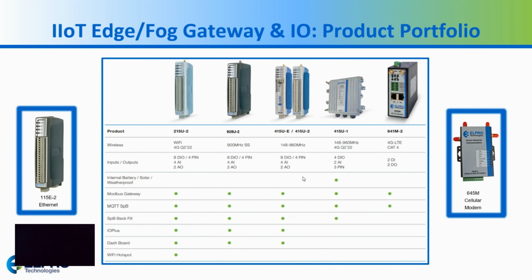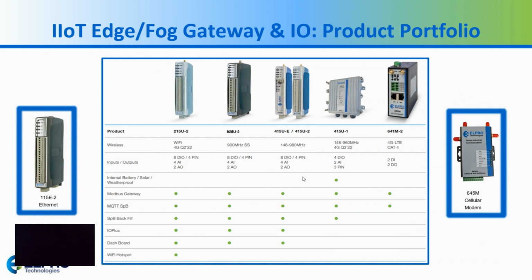So what we have to offer as products in this edge and fog area is multiple ones where you can use cellular with the 641M, which is an IoT gateway. The 645M is a cellular router or modem that just passes the data through it. In the fog area, we have Wi-Fi products. We can communicate also unlicensed 900, and we can also communicate licensed frequencies from 150 to 900.